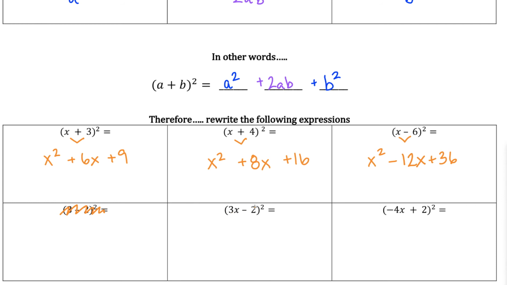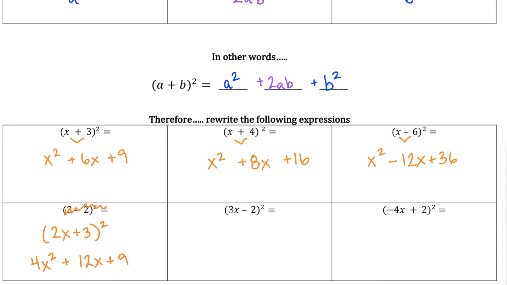So a 3x minus 2. Oh, you know what? Let's not. I'm going to do, let's do 2x plus 3 squared. So 2x times 2x is 4x squared. 3 times 3 is 9. 2x times 3 is 6x. We have two of them. I get 12x.